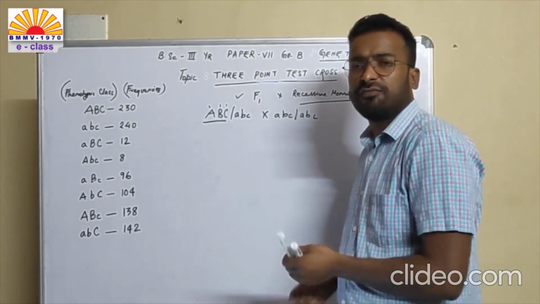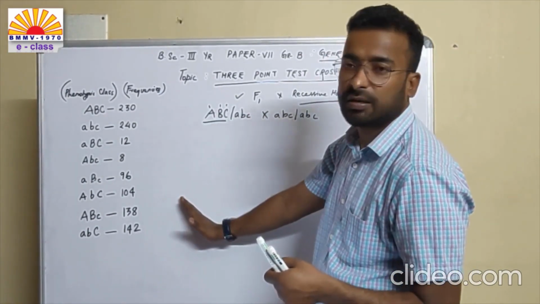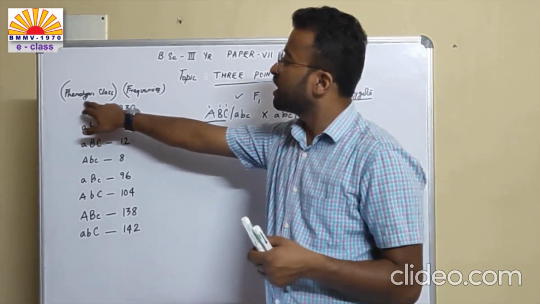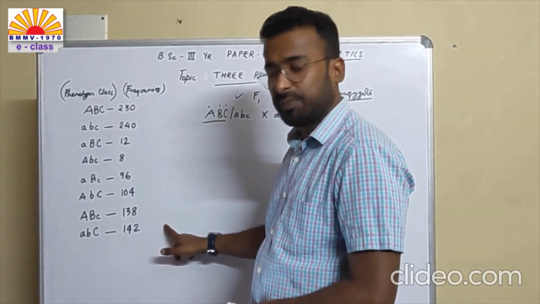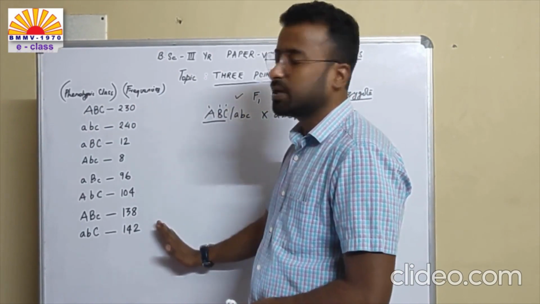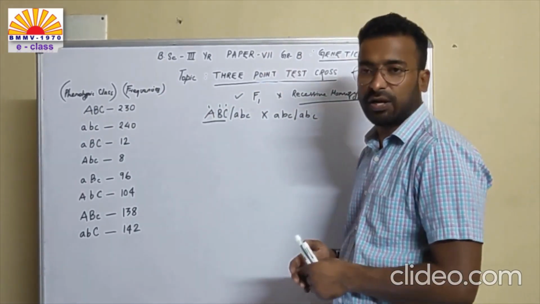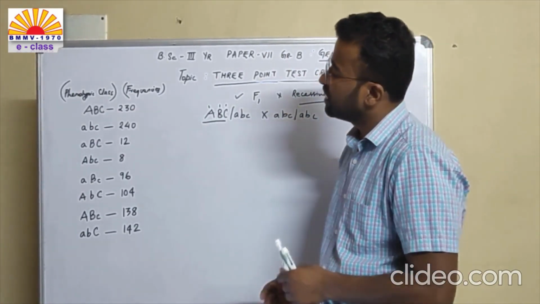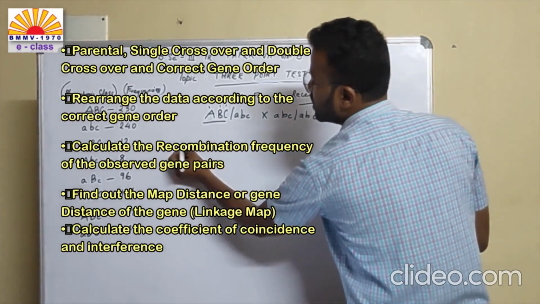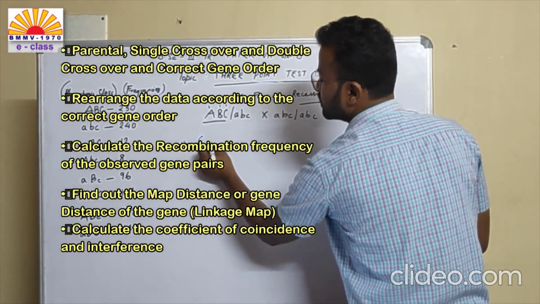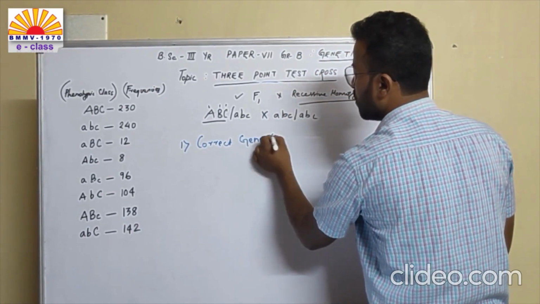Now in any problem, you will be given this type of data, the phenotypic classes and the frequencies, with different numbers, and according to these numbers you will have to find out certain things about these genes. Number one, what we have to find out is the correct gene order.